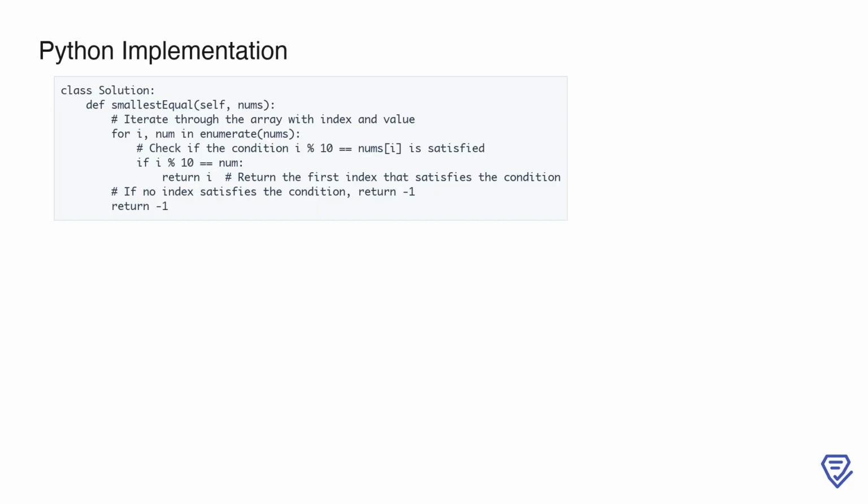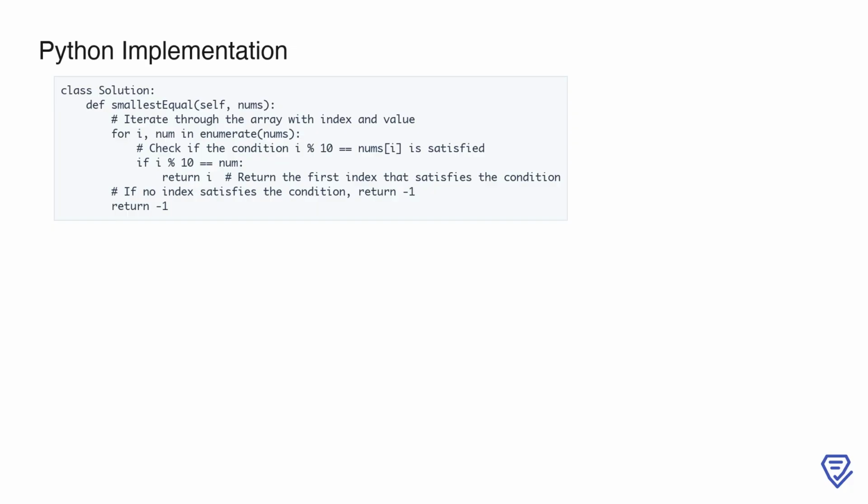1. Class definition. We define a class Solution containing the method smallestEqual to solve the problem. This aligns with the format required by LeetCode. 2. Iterate through the array. Using Python's enumerate function, we loop through each element in the array nums along with its index. Enumerate provides a tuple (i, number) for every element, where i is the index, and number is the value at that index.